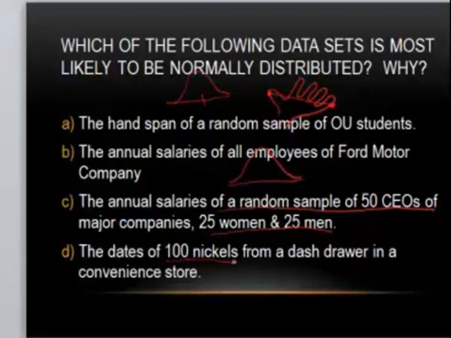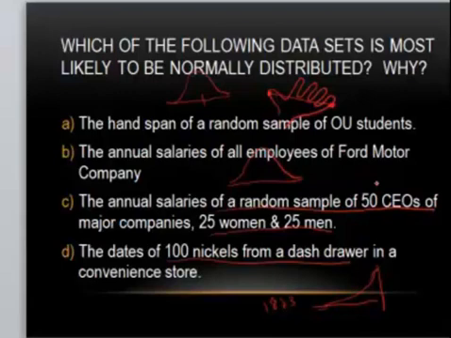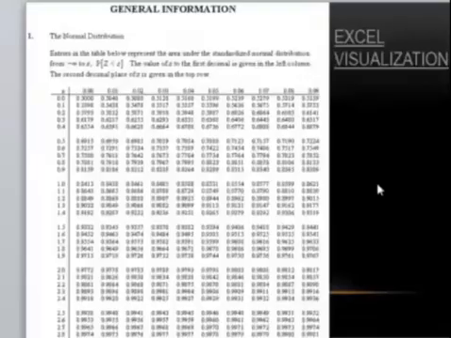The dates of 100 nickels from a dash drawer in a convenience store. Well, you're going to have a lot of ones that are recent, and then it's going to kind of drop off like that. So the older it is, until you get down to an 1873 penny, forget it. You're not going to get it. So it's actually going to drop off to zero. That just gives you a sense of the kinds of things you could find in real life.